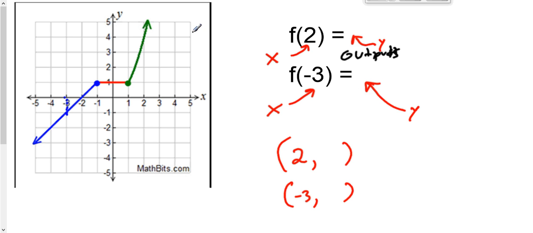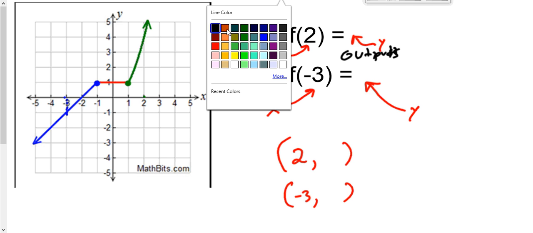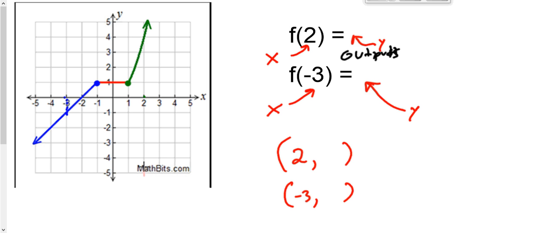We come to the graph. X is 2. So they're asking, where does our graph cross with 2 right here? Well, it crosses at this point. So at 2, it's at 4. The coordinate point would look like this. I'm going to clean this up now a little bit. When we input 2, it spits out 4.